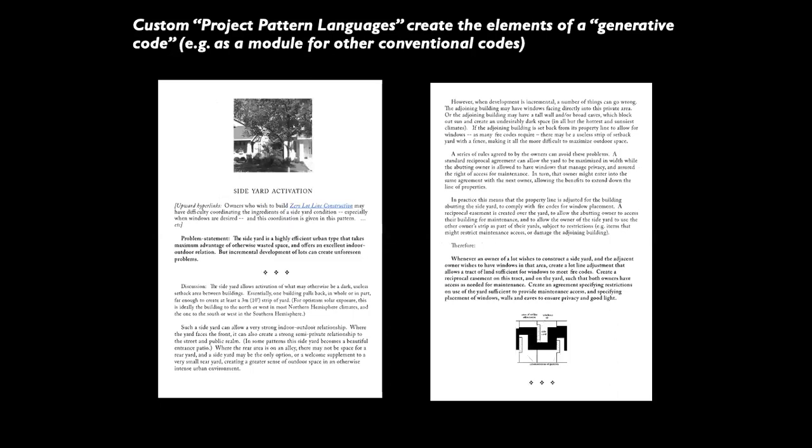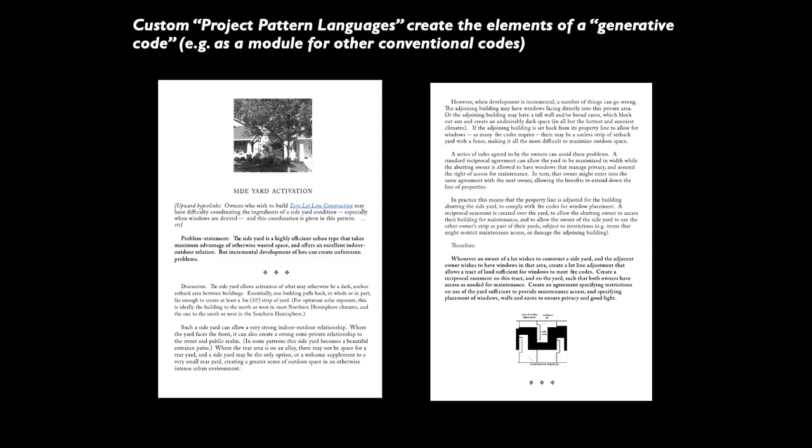Here's another example where you're trying to do single family detached homes and you're trying to activate the side yard, to create outdoor space that's usable, that doesn't just have a property line and a fence running down, chopping it into two unusable fragments.